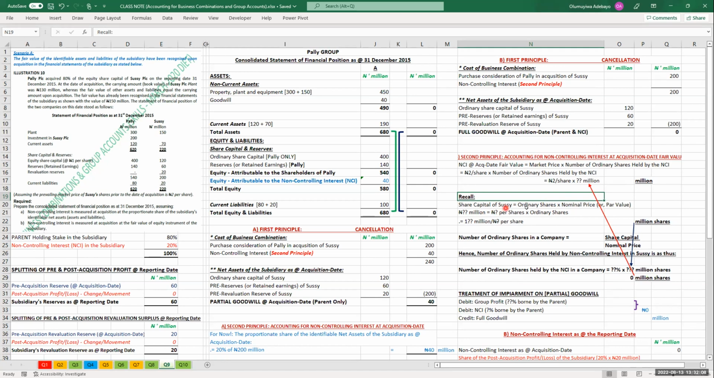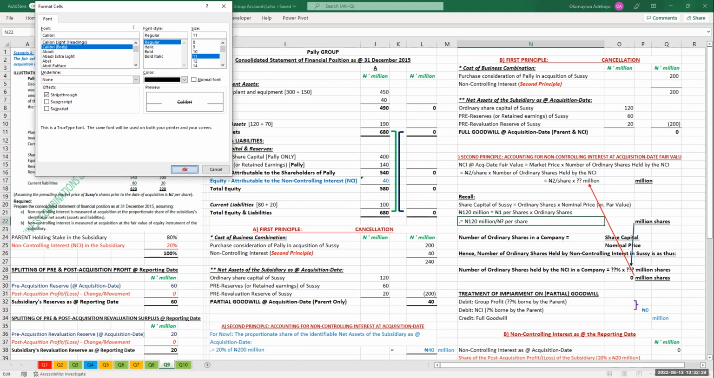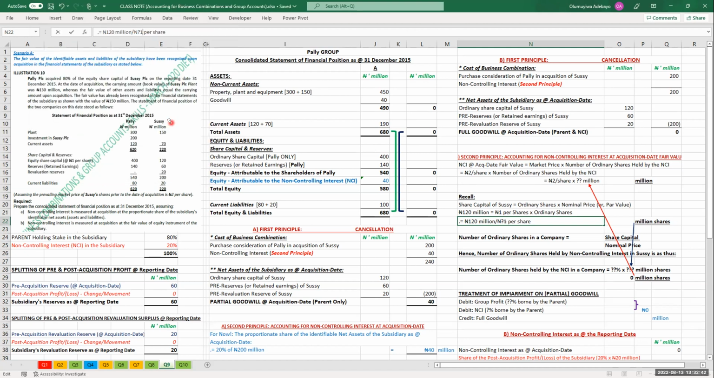The share capital of Susie equals the ordinary share capital times the nominal price. What is the nominal price? The share capital is 120 million. The nominal price is 1 naira. I substitute for it, which then means that I can find my number of shares by dividing 120 million by 1 naira. And that should give me what? 120 million divided by 1 naira will give me 120 million shares.